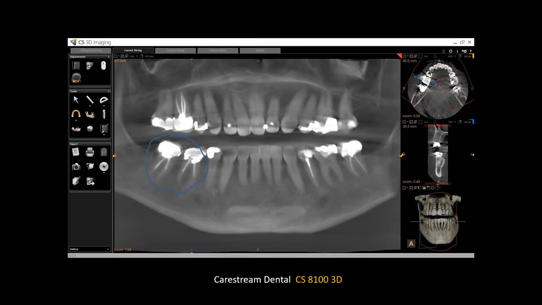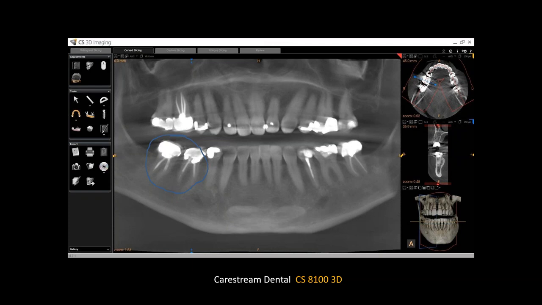So looking at the software from Carestream, the first window is a panoramic window. In the upper right, we see an axial view. The second one down, we see a cross-sectional view. And lastly, in the lower right box, we see the three-dimensional view.